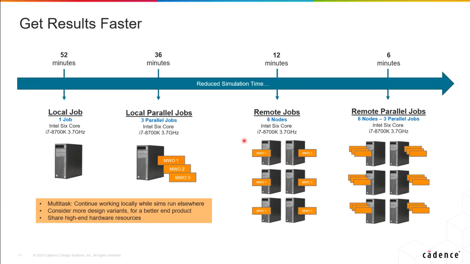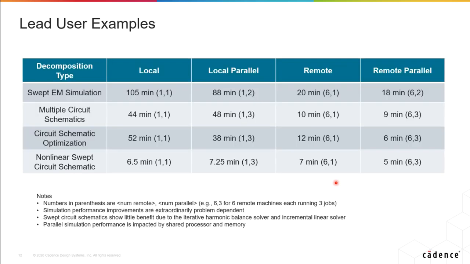However, we can also take the approach of doing it remotely. So if we do it remotely on 6 different computers with just one job each, and once again a job is another word for a simulation of a circuit in this case, that can get it down to 12 minutes. And then if you combine both of those and did 6 different computers or 6 nodes and 3 parallel jobs each, we can get it down to 6 minutes. So you can see quite a bit of improvement there. And this is just one example. We've seen much greater improvement in other examples too. These were just some lead user examples we're showing here.